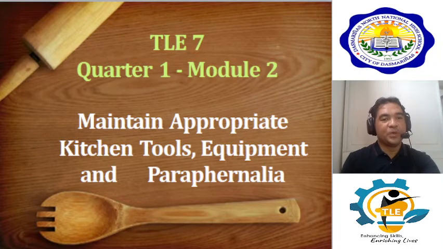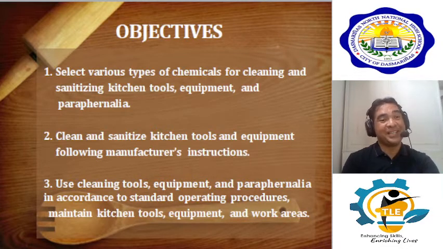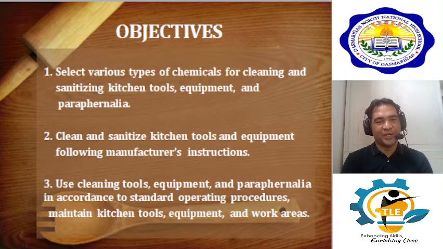For today's topic, for quarter 1, module number 2, our title is Maintain Appropriate Kitchen Tools, Equipment, and Paraphernalia. The objectives for this lesson are the following. Number 1, select various types of chemicals for cleaning and sanitizing kitchen tools, equipment, and paraphernalia. Number 2, clean and sanitize kitchen tools and equipment following manufacturer's instructions. Number 3, use cleaning tools, equipment, and paraphernalia in accordance to standard operating procedures or SOP. Number 4, maintain kitchen tools, equipment, and work areas.